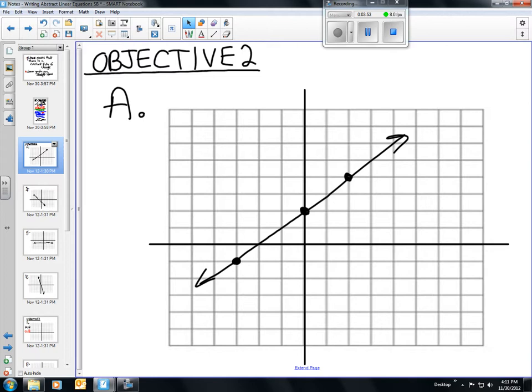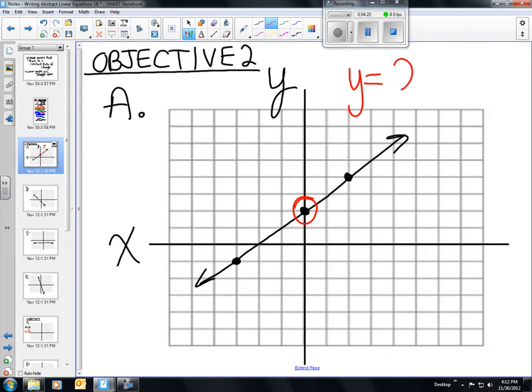Here we can start out by saying that in our graphs the y-axis is the vertical axis, and in these abstract graphs the x-axis is always the horizontal axis. And so our dependent variable is going to be y. So we're going to start our equation as y equals, and then we want to look for the starting point. And here the starting point is on the y-axis. So it's a positive 2.